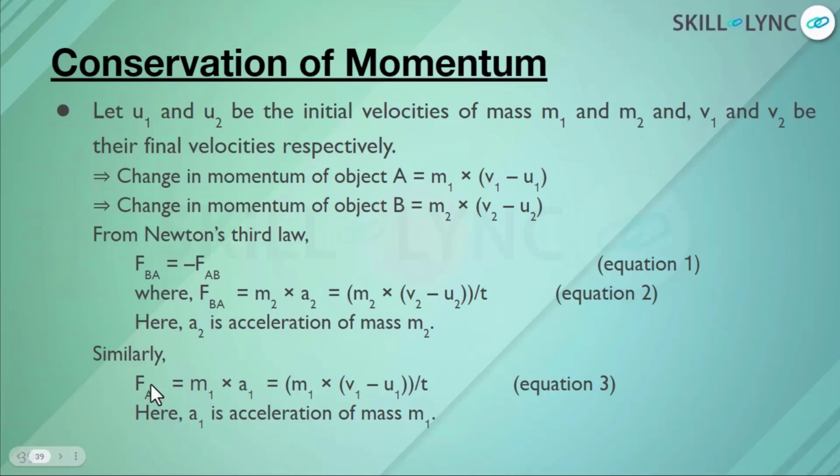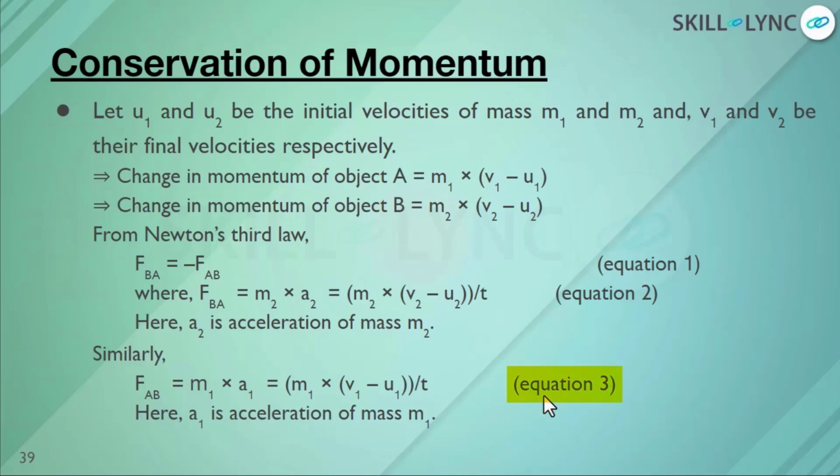In a similar manner, FAB can be written as m1 into a1, where m1 is the mass of object A and a1 is the acceleration of object A. FAB is the force exerted by object A on object B. We have also discussed previously that acceleration is change in velocity per unit time. Therefore, for object A, acceleration can be written as the change in velocity, that is (v1 minus u1) divided by t.